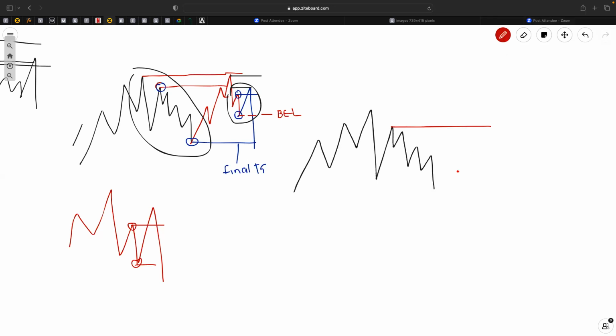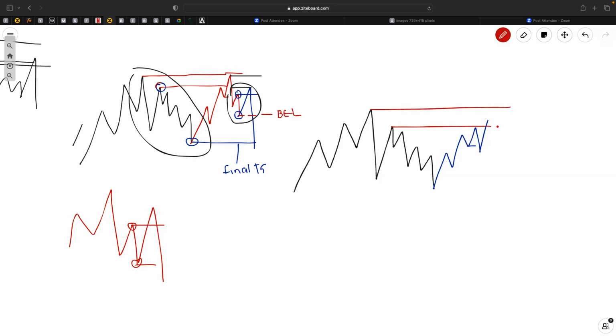Then it comes as a pullback. High, low, high, low, high. Then you have inducement. Then they took it out. This is your second liquidity, remember.